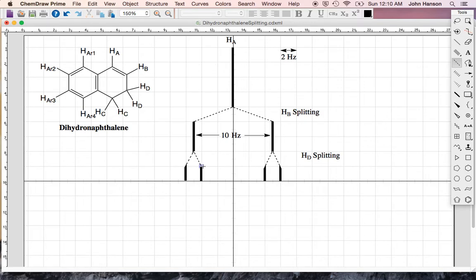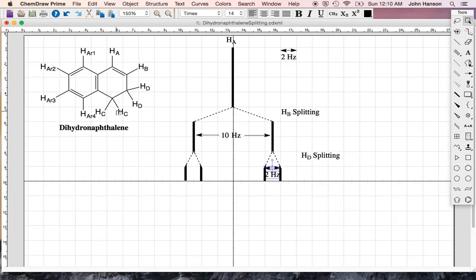Can you tell what that would look like? That would be a double doublet. Maybe I can just grab this one over here. Let's see if this works. I'll copy that, and I'll try to paste it somewhere. Grab it, move it down here, about right. It's kind of hard to see there, but there's our 2 hertz coupling right in there. This would be a double doublet giving rise to 4 lines.